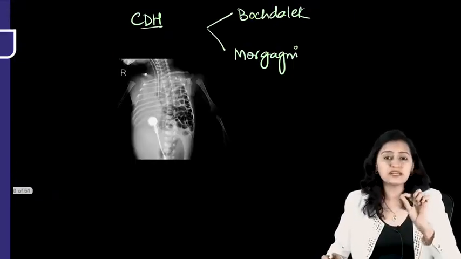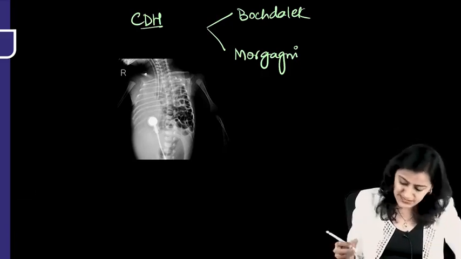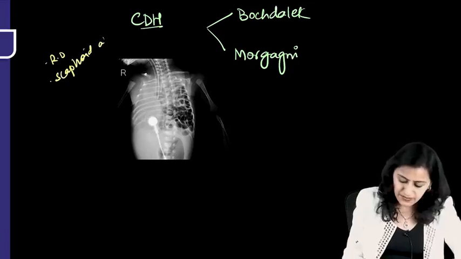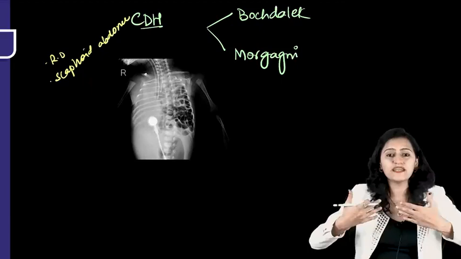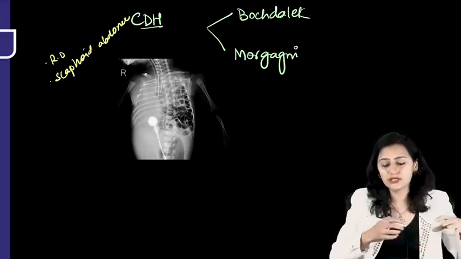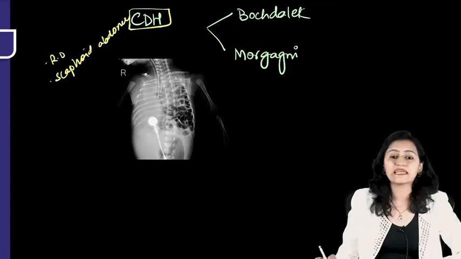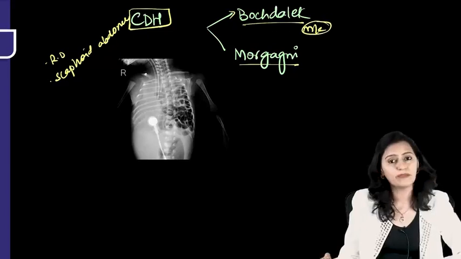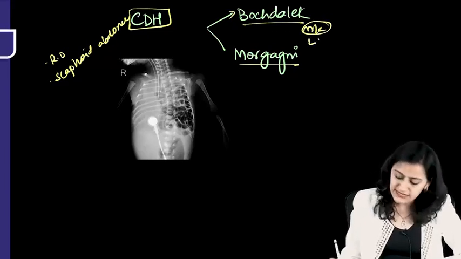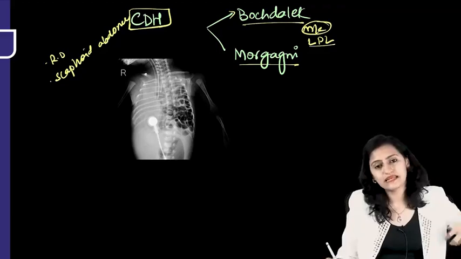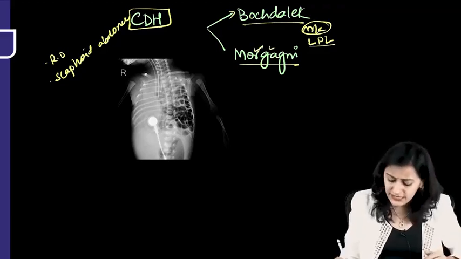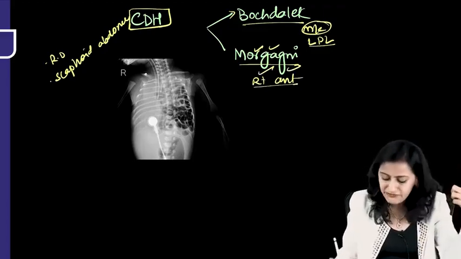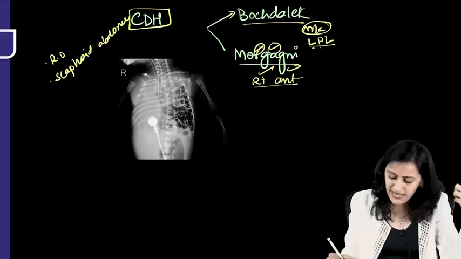If you have a neonate with respiratory distress, and the other history given is scaphoid abdomen, the scaphoid abdomen is because of the bowel loops going into the thorax. So that is congenital diaphragmatic hernia. Two types: Bochdalek hernia and Morgagni. Bochdalek is the most common, and its most common site is the left posterolateral. For Morgagni, remember RA: right anterior. Bochdalek is the opposite, it is left posterior. So Morgagni is right anterior.